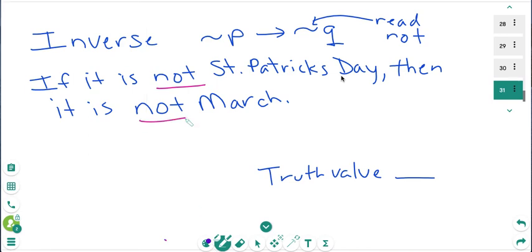Now, this is actually false, because if it's not St. Patrick's Day, then it is not March? March has many other days besides St. Patrick's Day. So just because it's not St. Patrick's Day, it does not mean that it is not March. So our truth value is false.